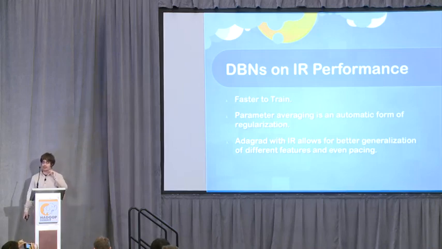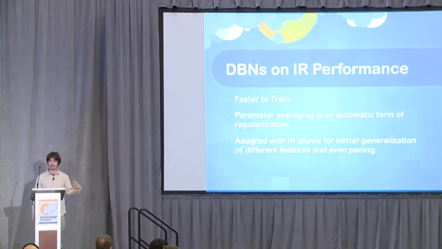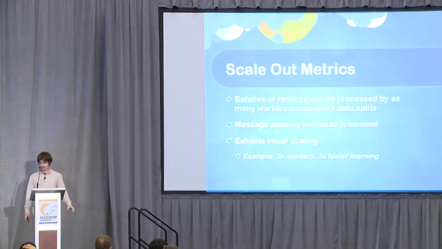ADAGRAD is a way of saying slow down the learning, speed up the learning, depending on the parameter that is in play. So we're still experimenting with whether we want to average ADAGRAD or what we want to do. The key point here is it's adaptive and it's more robust. So what are some of the scale-up metrics we need to play with?